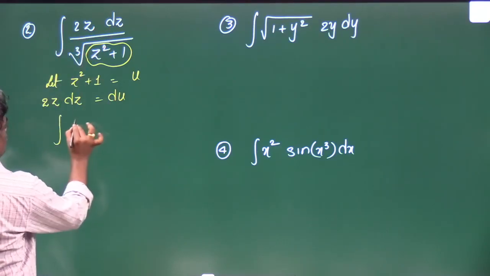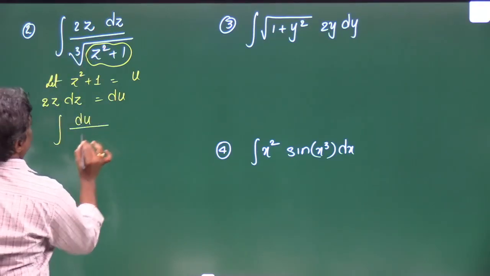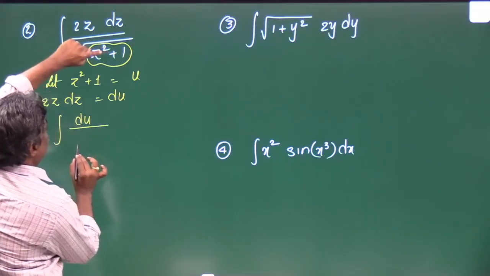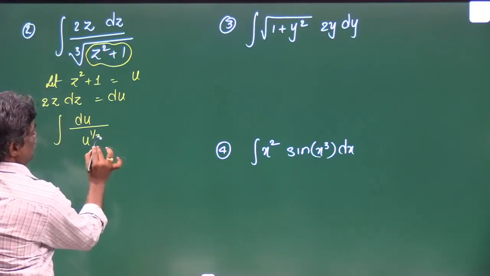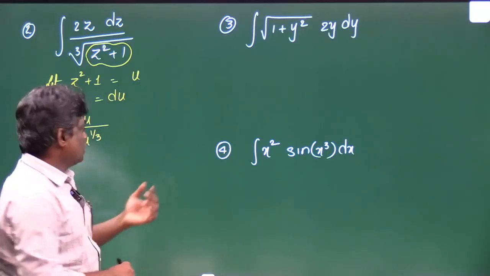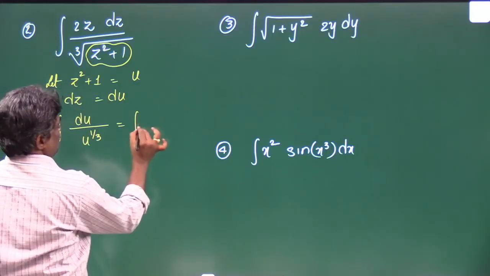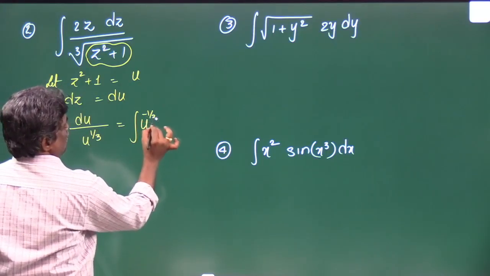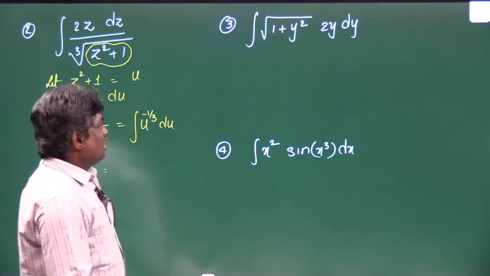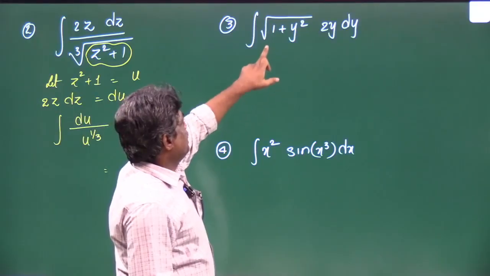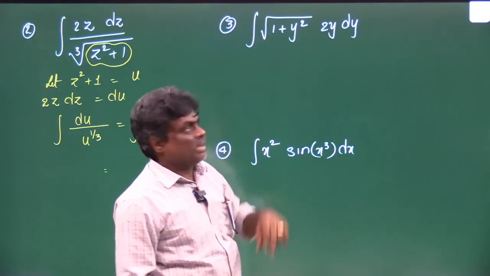Now see, finally in the integral, the numerator becomes du, divided by the cube root of z square plus 1. That's why u power 1 by 3. So you can do that normal integration later. This can be written as the integral of u power minus 1 by 3 du. So I hope you can do this. And the next one here: the integral of square root of 1 plus y square, times 2y.